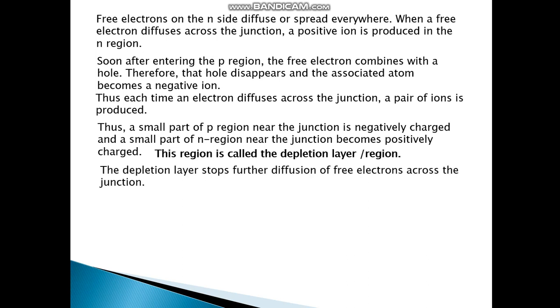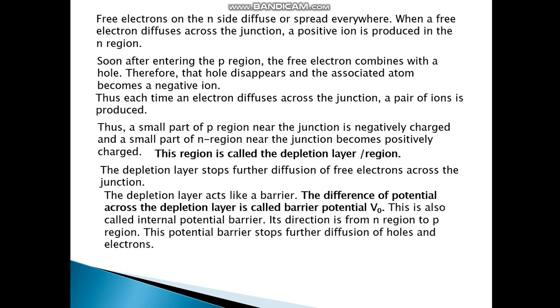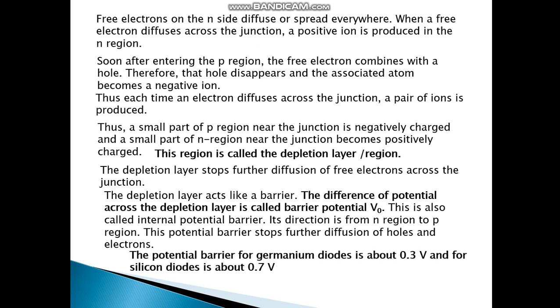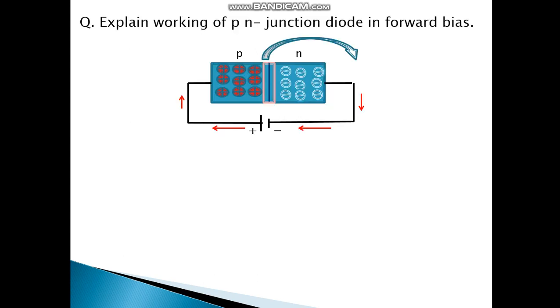The depletion layer stops further diffusion of free electrons across the junction. The depletion layer acts like a barrier. The difference of potential across the depletion layer is called the barrier potential V0. This is also called the internal potential barrier. Its direction is from n region to p region. This potential barrier stops further diffusion of holes and electrons. The potential barrier for a germanium diode is about 0.3 volts and for a silicon diode is about 0.7 volts.